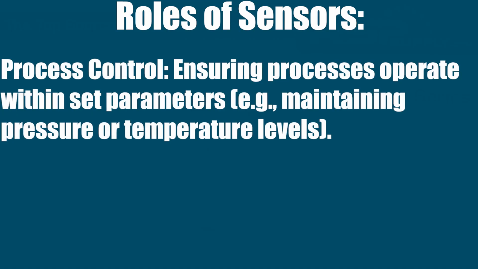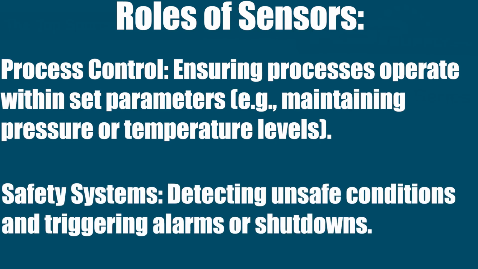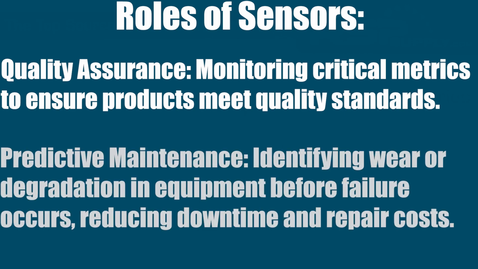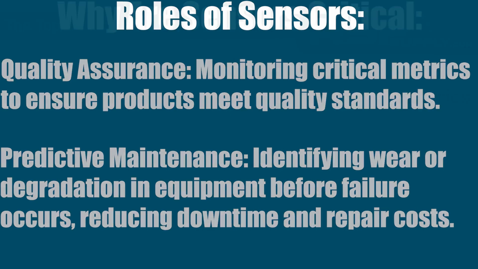Roles of sensors in industrial automation include process control. It ensures processes operate within set parameters, like maintaining pressure or temperature levels. Within safety systems, it's detecting unsafe conditions and triggering alarms or shutdowns. Sensors within quality assurance monitor critical metrics to ensure products meet quality standards. In predictive maintenance, sensors assist in identifying wear or degradation in equipment before failure occurs. This reduces downtime and repair costs.